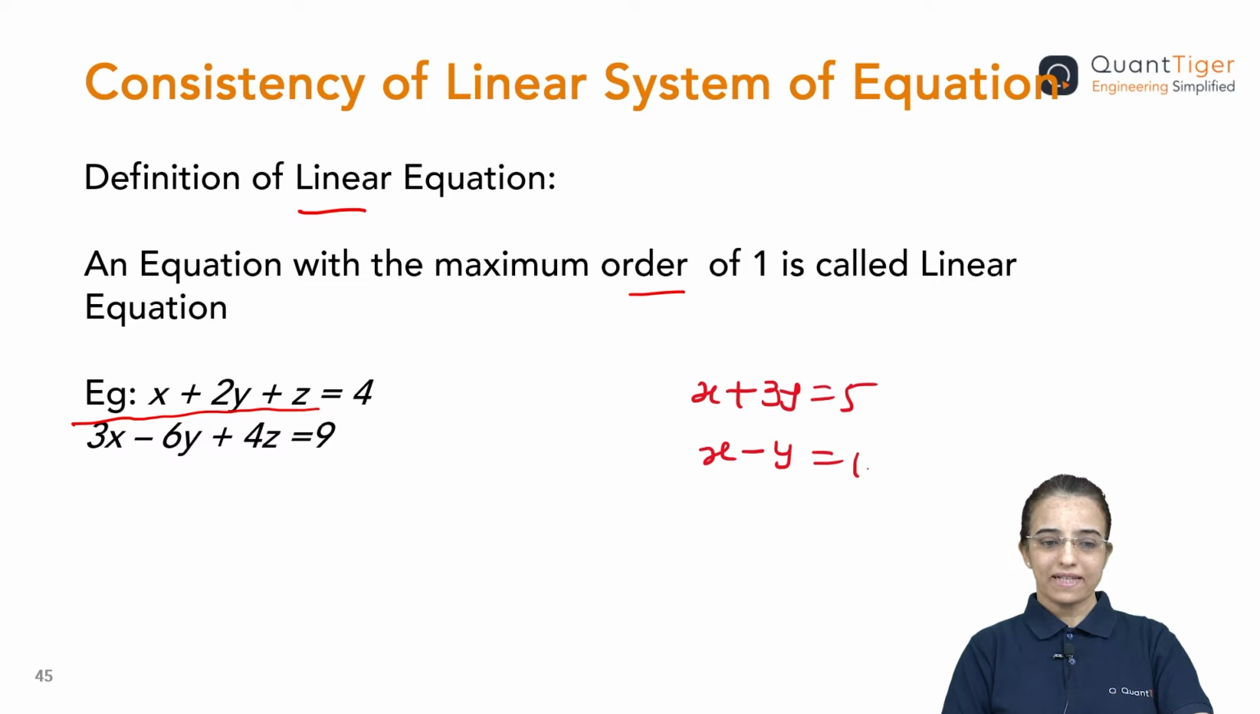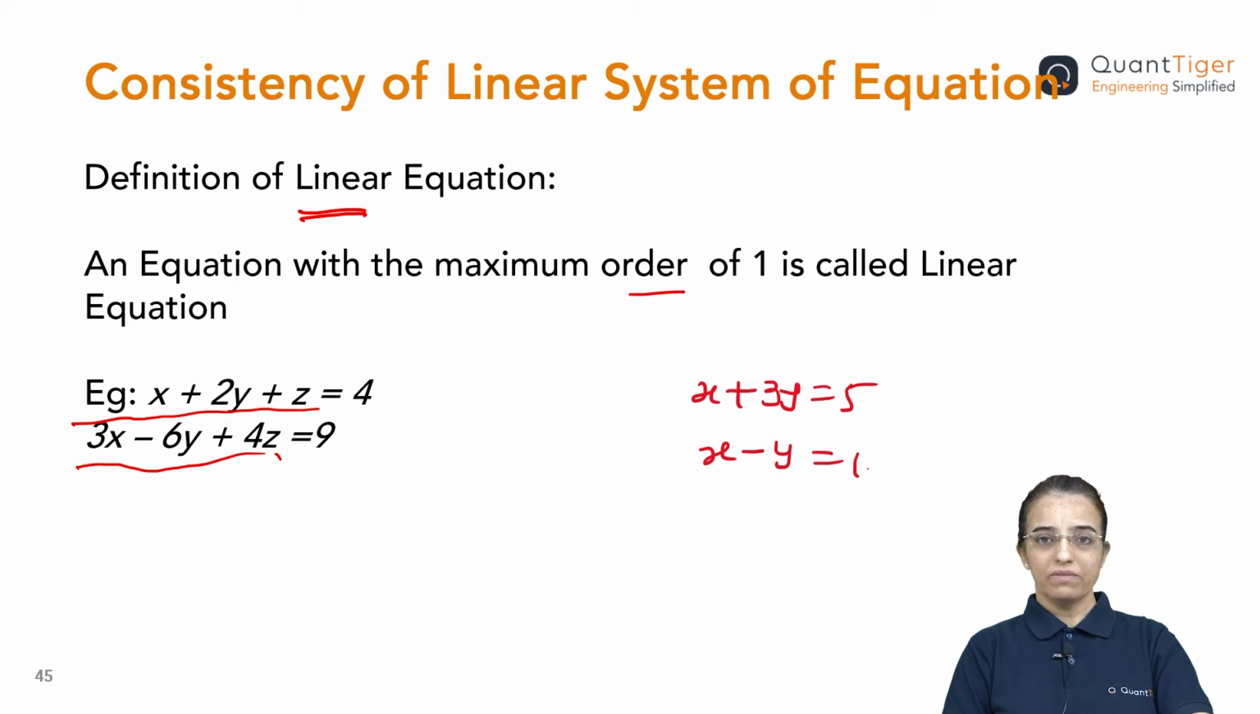So as you can see here, the maximum order of every variable is 1. So that's why we can say that these given equations, as you can see here also, the order of every variable is the same, 1. That's why we are saying these are linear equations. So that's linear, so we understood what it is.